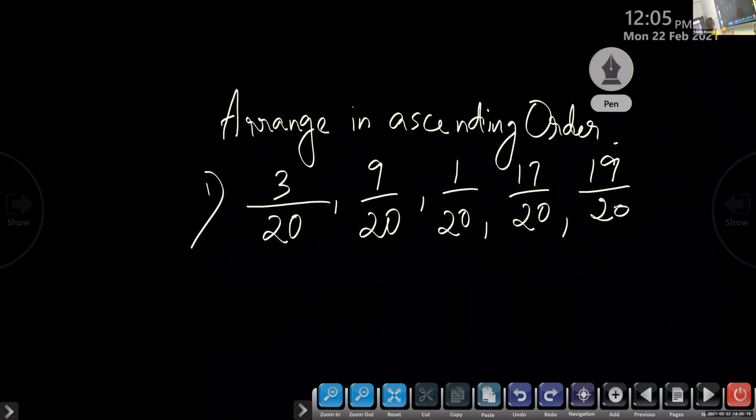Arrange in ascending order. This is very easy. All the denominators are the same, so what do you have to do? Just look at the numerators and arrange in ascending order, small to big. Next one. Finished. Question number 2.